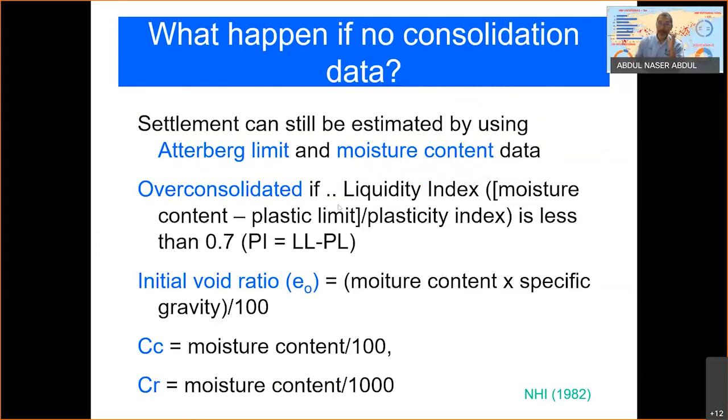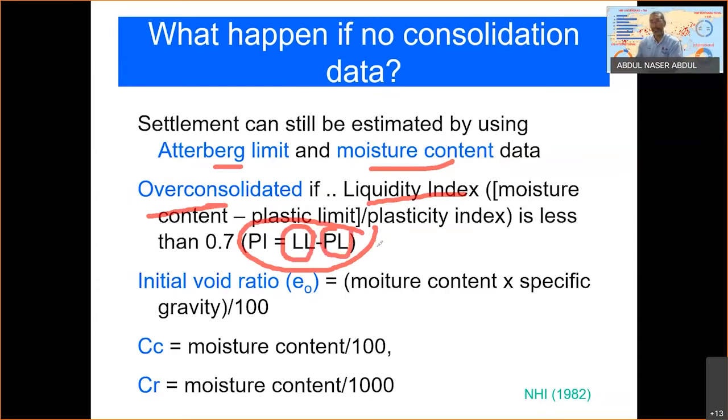First, remember just now, you want to know whether your soil is over consolidated or normally consolidated. From Atterberg limit and moisture content, you can know, because you don't have a PC, so you don't know otherwise. If you have a result from consolidation test, you know because you have PC. Now you don't have a PC. So it is over consolidated if the liquidity index is less than 0.7. That means if the PI, which is the liquid limit minus plastic limit, is less than 0.7.